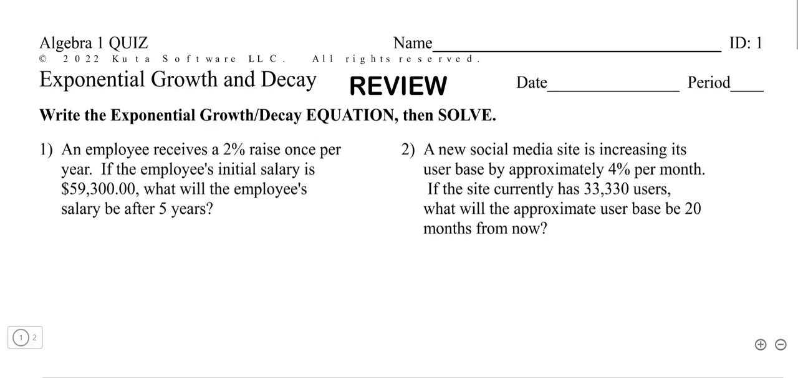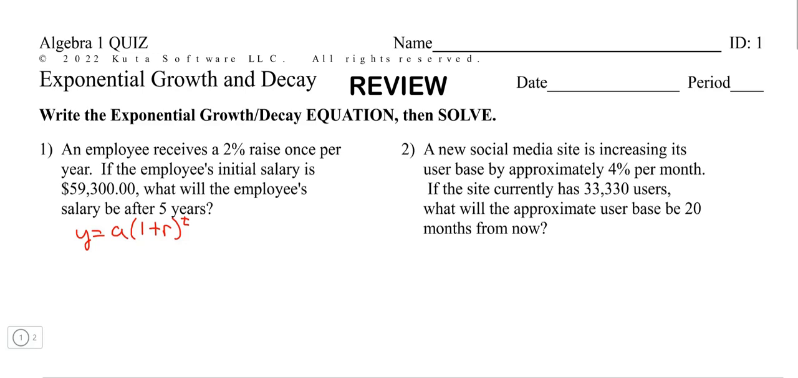It says an employee receives a 2% raise once per year. If the employee's initial salary is $59,300, what will the employee's salary be after 5 years? So this is a 2% raise. That means it's a 2% increase. So this is an exponential growth. Now the equation for exponential growth is y equals a times 1 plus r to the t power, where a is the initial amount and r is the percent as a decimal and t is the amount of time.